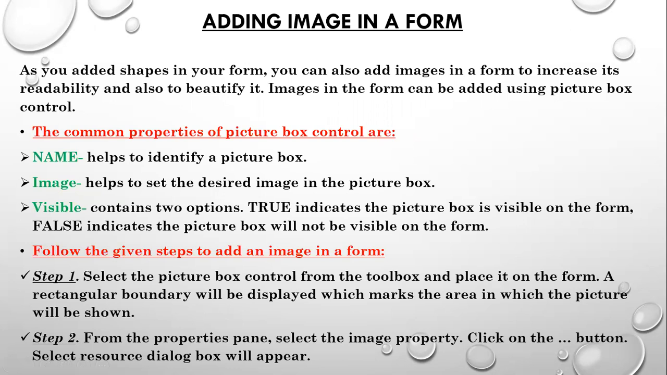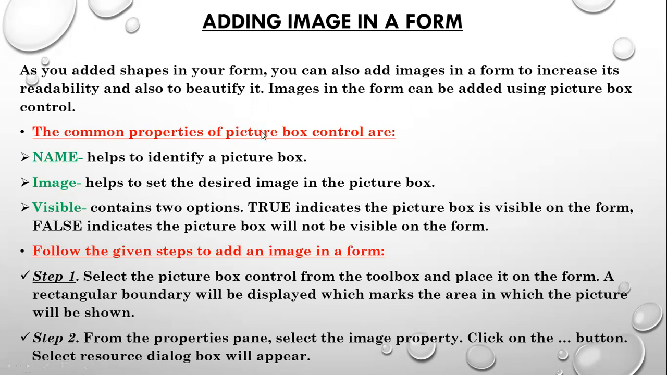Images in the form can be added using picture box control. So this is a very, very important thing to remember. To add an image in a form, you use the picture box control that's in your toolbox to your left hand side. Once you choose this and click on your form, that is your blank screen, a blank box will appear wherein I can fit or add a picture.